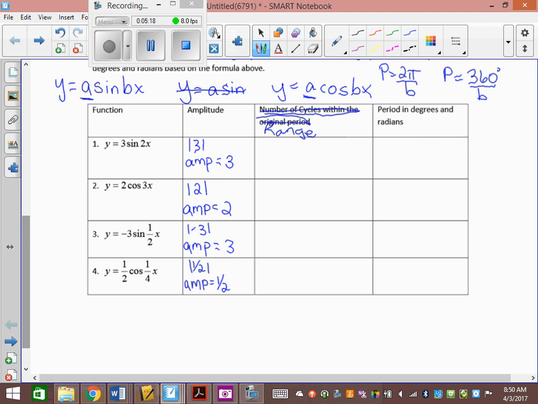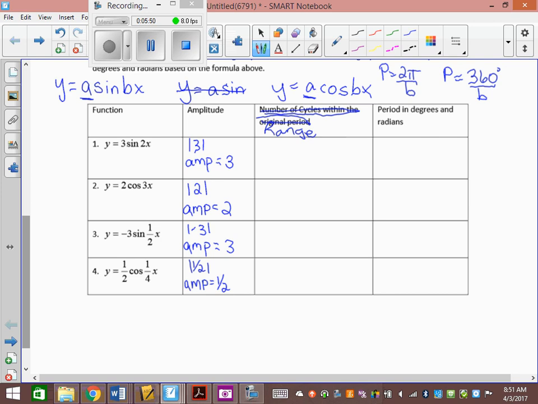Now, why do I do 2 pi divided by b or 360 divided by b? What's the original graph's period for a sine and a cos? How long does the original graph y equals sine x or y equals cos x, when it doesn't have anything on it, take until it repeats itself? 2 pi and 360. So we have 2 pi and 360 because if it was an original cos or sine graph, your b value would be 1, right?